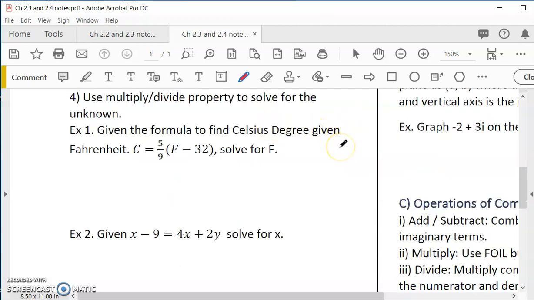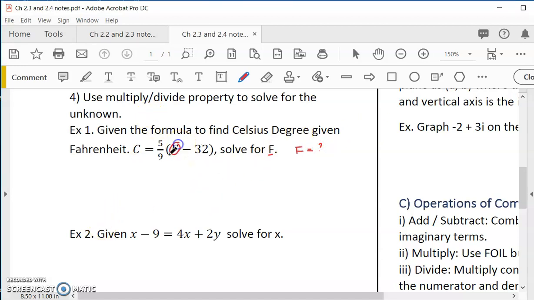So let's do an example. Okay, so this is of course a literal equation. I have C equal to 5 over 9 times (F minus 32). So I have these unknowns relating to each other, but I want to solve for F. That means I want F equal to something. So circle what F is.